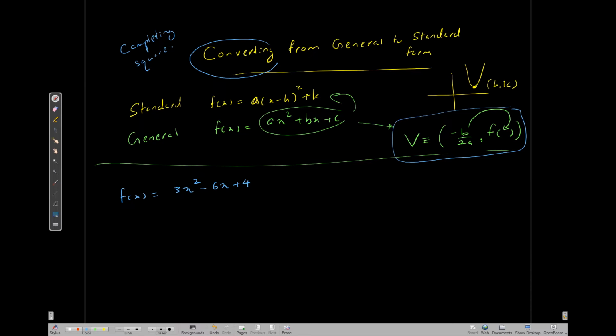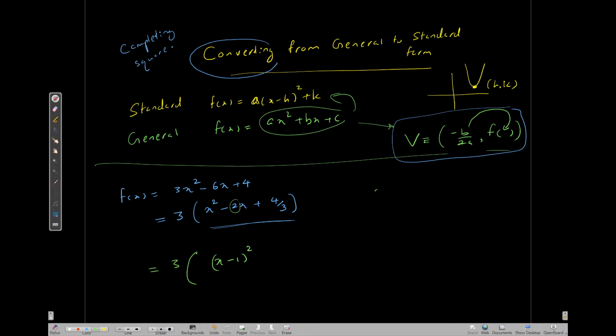Let's say, first what you need to do, take that 3 out. So 3 times (x squared minus 2x plus 4 over 3). Now we actually complete the square of this part. So you first take the second number right here, minus 2, and divide it by 2. So you get minus 1, and then you square it.